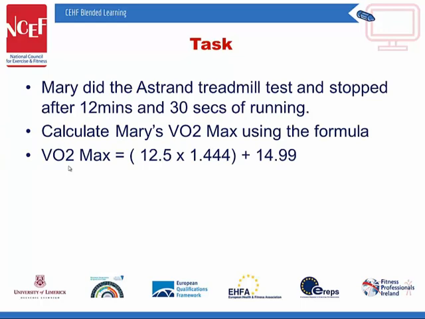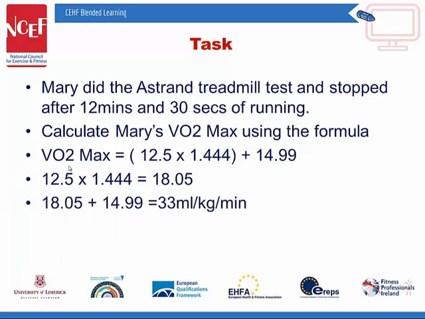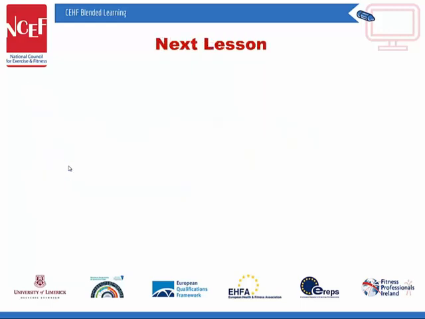So we're going to calculate using the formula again. 12 minutes and 30 seconds, that's 12.5 minutes, so 12.5 multiplied by 1.444 first gives us 18.05, and the last thing we do is add on 14.99. The answer is 33 millilitres per kilogram per minute of exercise. That's Mary's VO2 max, and again check the standards and give feedback to Mary. In the next lesson we're going to look at the treadmill walking test.